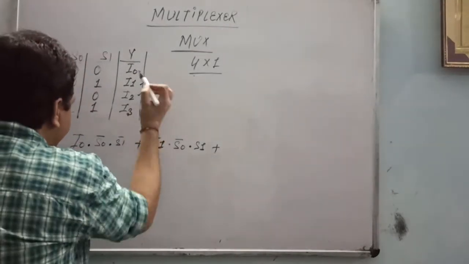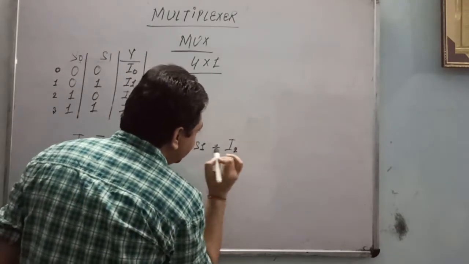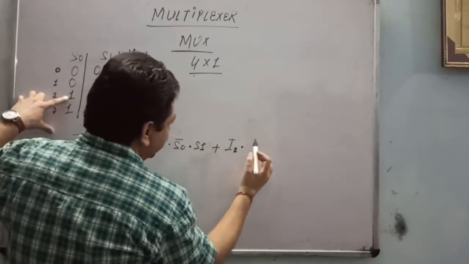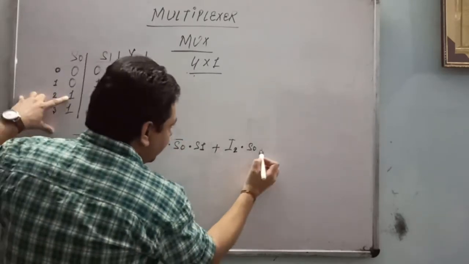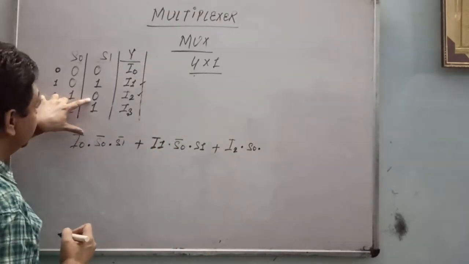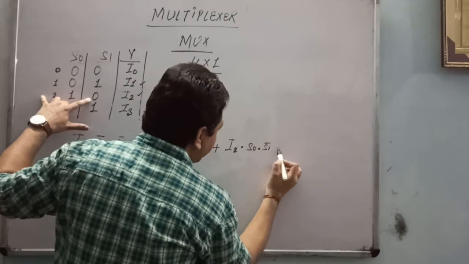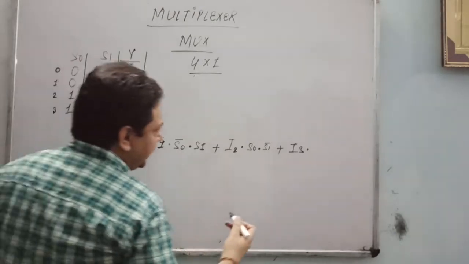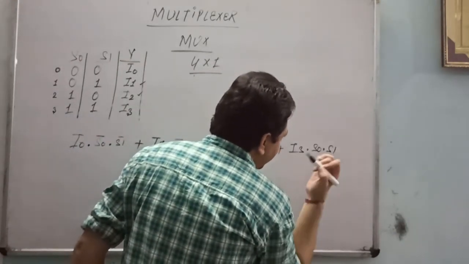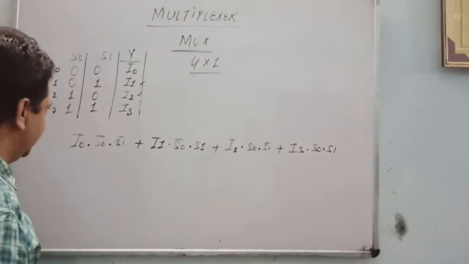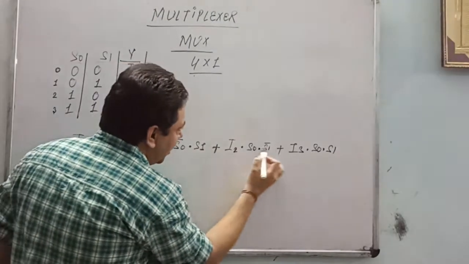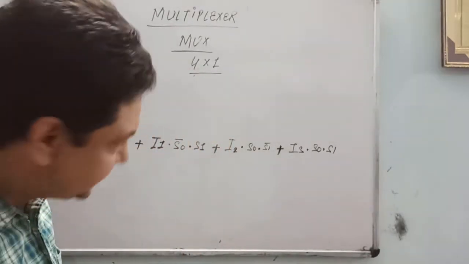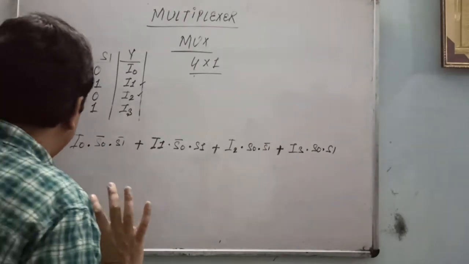Okay, now for I2, I2 multiplied by, if we look at the corresponding bits for I2, S0 is already 1, so S0 I can take directly, multiplied by, this is 0, so we have to convert S1 to a complement, plus I3 dot, both are 1, 1, so no need to take the complement. S0 multiply S1, this is a very important expression. I have written the plus sign over here. On this basis I will generate the circuit. Okay, so just a moment, this expression is calculated.